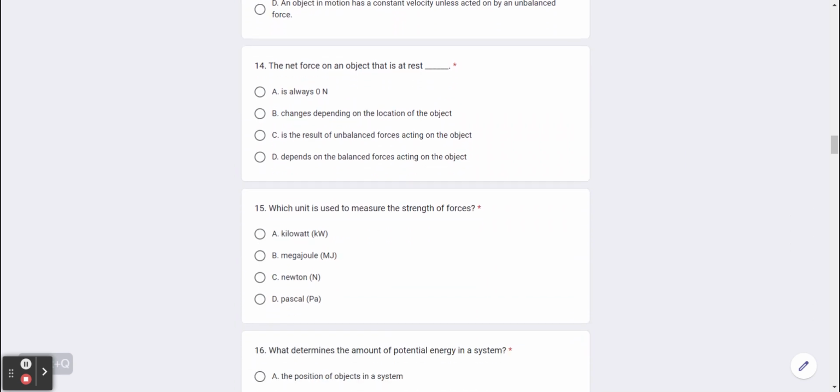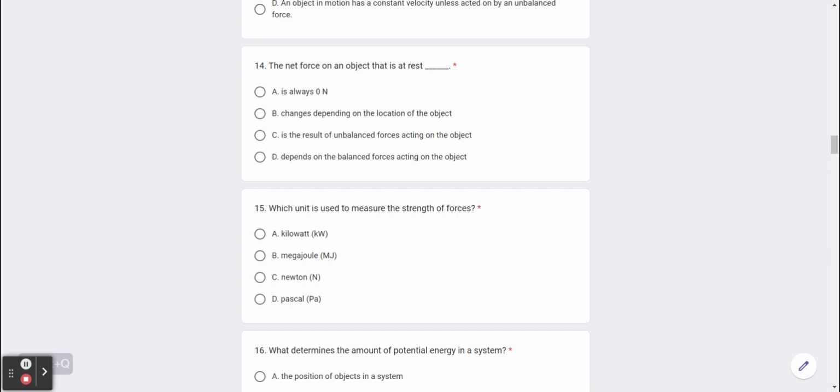14, the net force on an object that is at rest, A, is always 0 newtons. B, changes depending on the location of the object. C, is the result of an unbalanced force acting on the object. D, depends on the balanced forces acting on the object.